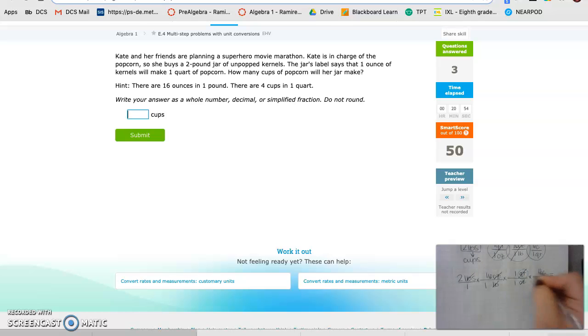I don't know why I circled those quarts. This is what I want. Okay. Quarts is what I want. And then let me just check and make sure. Pounds and pounds, ounces and ounces, quart and quart. Okay, now I'm going to multiply all of my numbers. And this is nice because 1, 1, 1, 1. My denominator is 1, so I'm really not dividing by anything. 2 times 16, and then times 4. 2 times 16 is 32 times 4. 30 times 4 is 120.